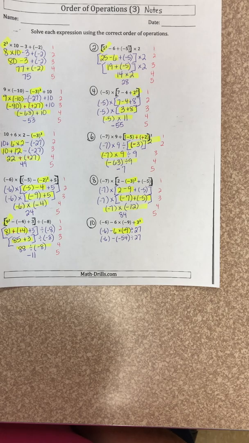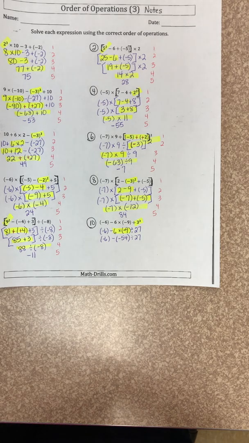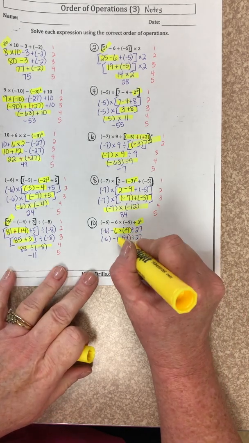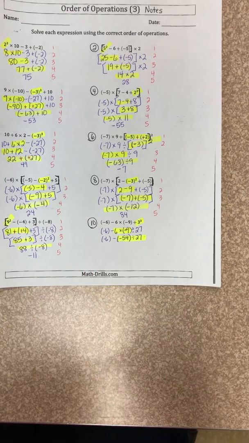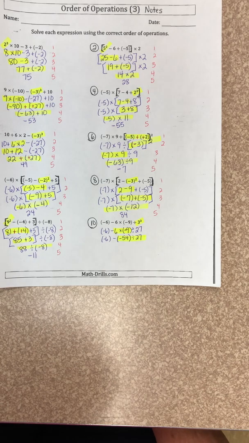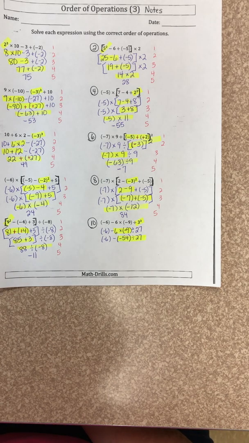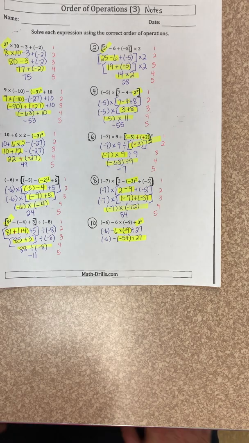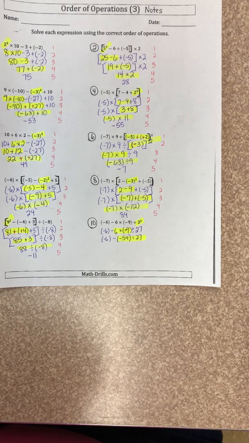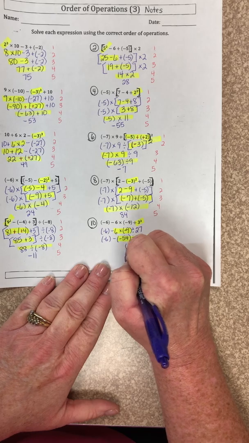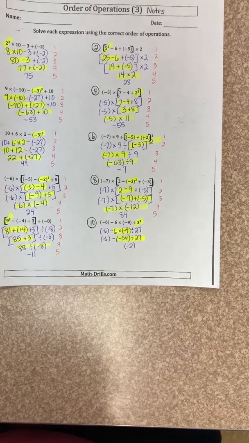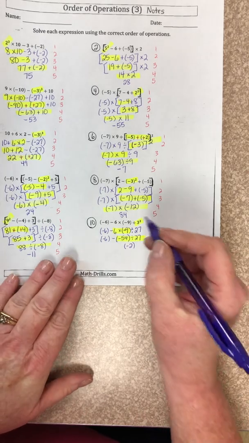So now I look through my steps. Do I have grouping symbols? No. Do I have exponents or roots? Step 2, no. Step 3, do I have multiplication or division? And my answer is yes, I have division. So I'm going to highlight that division. That is negative 54 divided by 27. Well, negative 54 divided by 27, that's a negative 2. So I'm going to protect that with parentheses. And I'm going to bring everything else down.